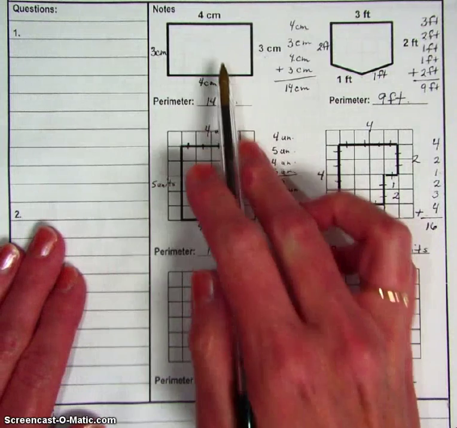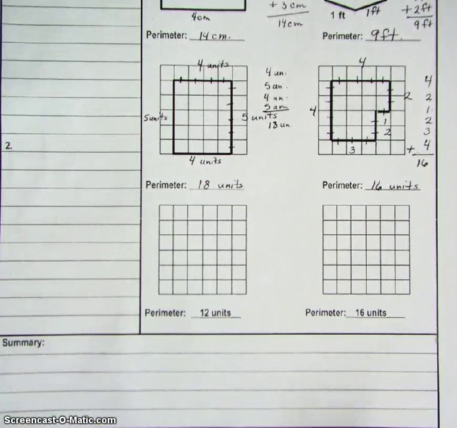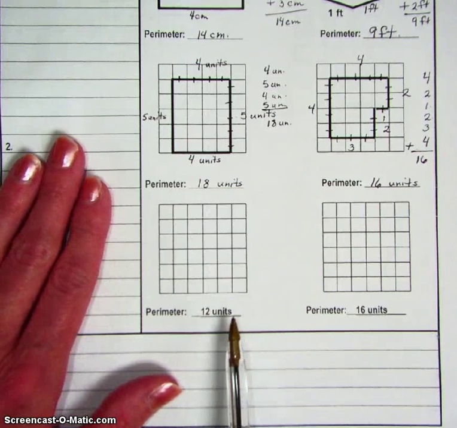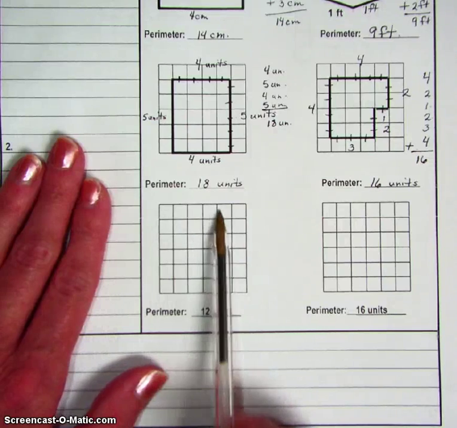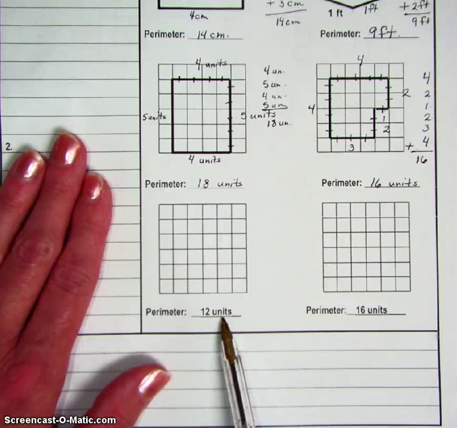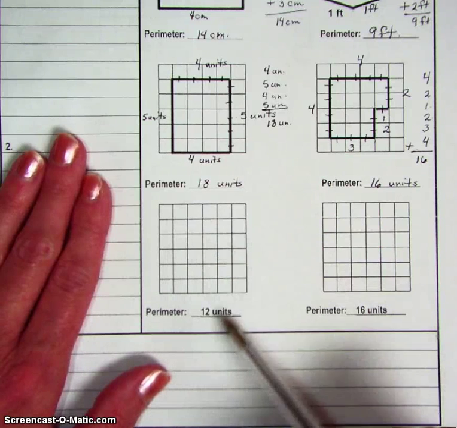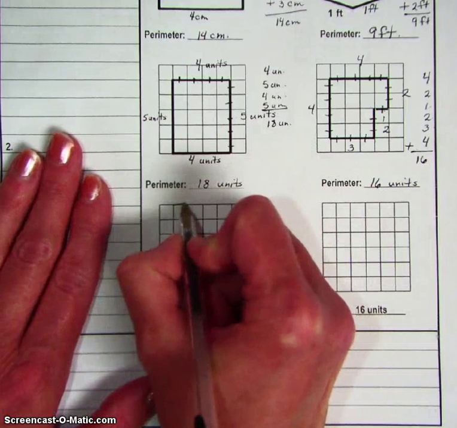So these are two different ways to look at perimeter. But sometimes you're going to be asked to draw your own shape with a given amount of perimeter. Like on this one, I have 12 units. So I've got to figure out what kind of shape to draw on here. What I like to do is to start with 2 or 3 for one side and then work my way through it. So I think on this one I'm going to start with 2. So I'm going to start with 2 right here.